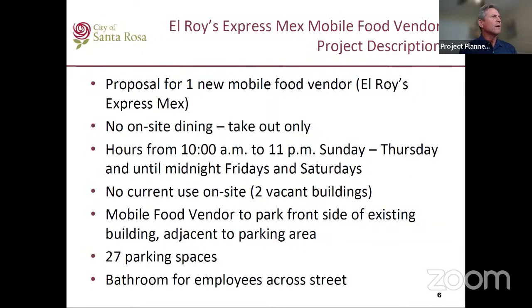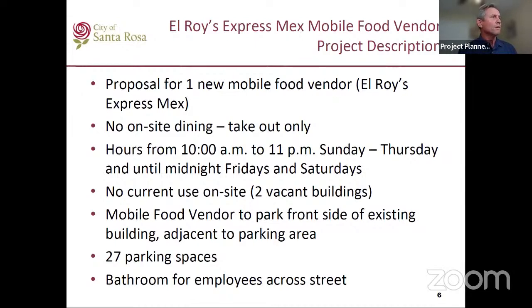So again, just to reiterate what the project is for, it's one new mobile food vendor, which by the way is a permitted use in the commercial mixed use zone. And if you were to look in the zone, you would see that it's listed as a permitted use with a minor conditional use permit being required. So that's why we're here.